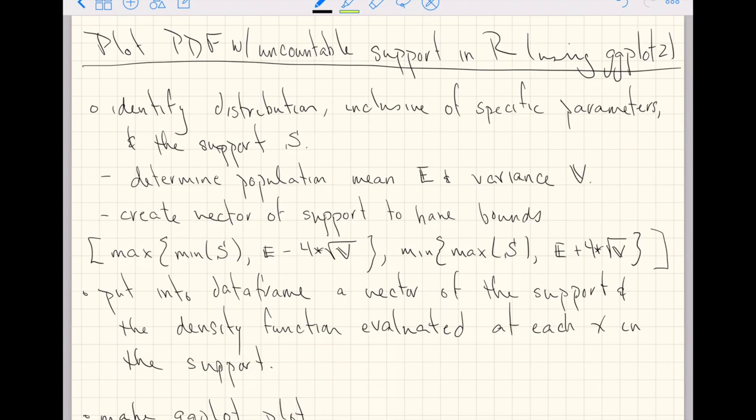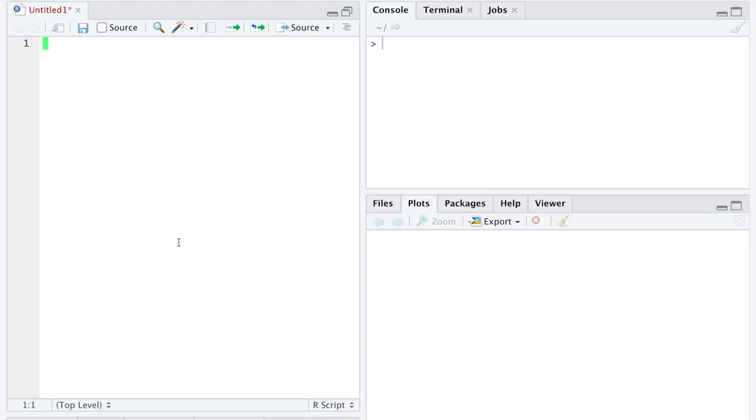Once we have the bounds for the vector that will represent the support for the distribution of interest, we will put the vector representing the support into a data frame, along with the density function evaluated at each x in the support. Once we have this data frame, we can go ahead and make our ggplot plot. Since we'll be using the library ggplot2, we'll go ahead and load that first.